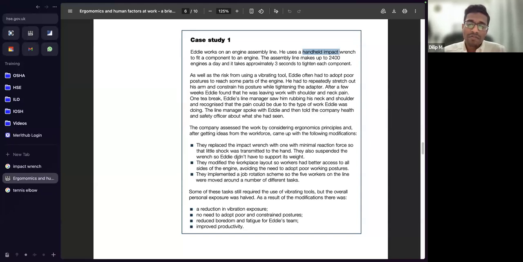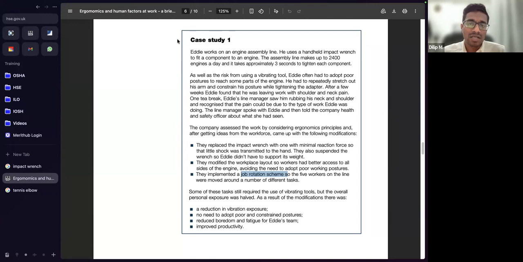And third is modify the workplace layout. This is to minimize or prevent the repeatedly stretching out. Modify the workplace layout so workers have better access to all sides of the engine, and that would avoid the need to adopt poor working postures. And they implemented a job rotation, so five workers on the assembly line were moved around a number of different tasks.